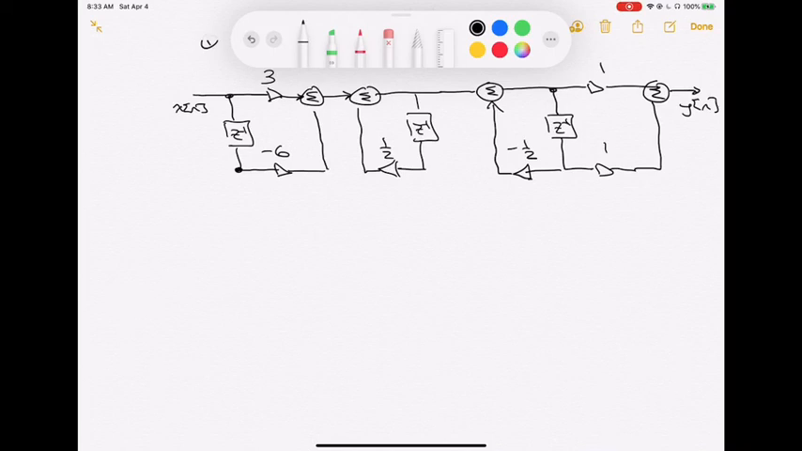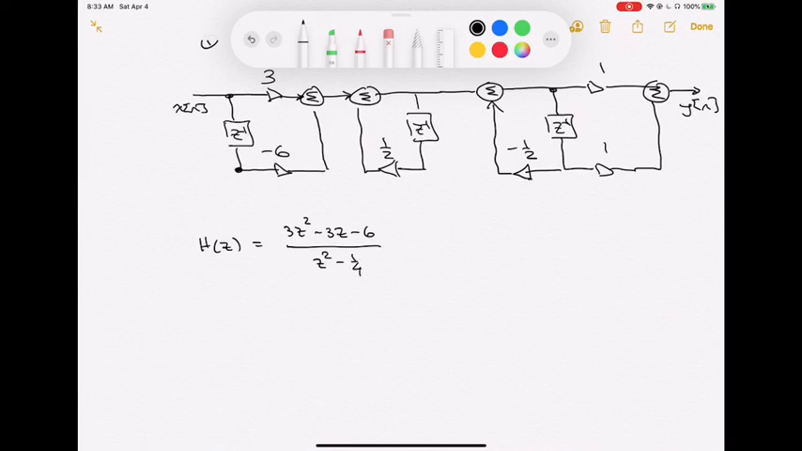All right, so let's work towards what would be a parallel realization on that. I'm going to rewrite out again my H of z. My H of z in this particular case we said was what? It was a 3z squared minus 3z, and then we have a minus 6 over, we had a z squared minus 1/4.